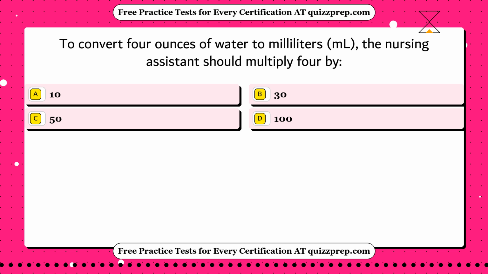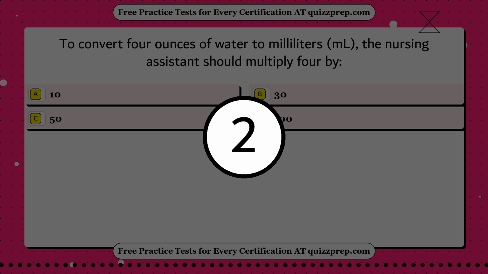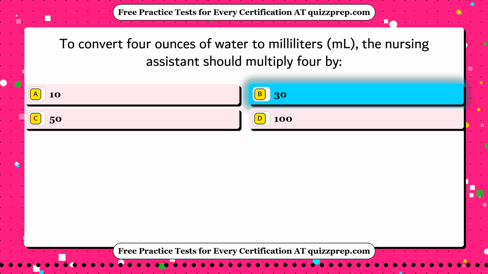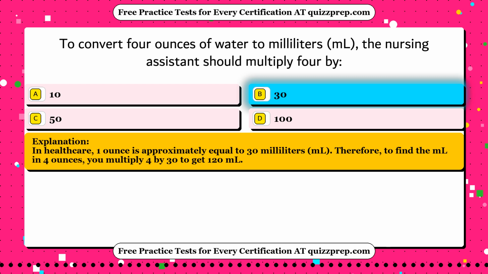10, Option B, 30, Option C, 50, Option D, 100. The correct answer is option B, 30. In healthcare, 1 ounce is approximately equal to 30 milliliters, ml. Therefore, to find the ml in 4 ounces, you multiply 4 by 30 to get 120 ml.